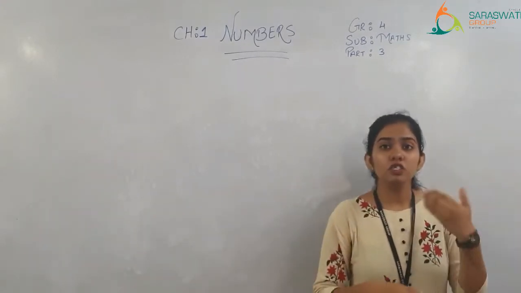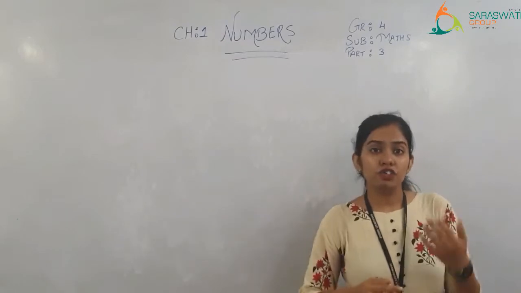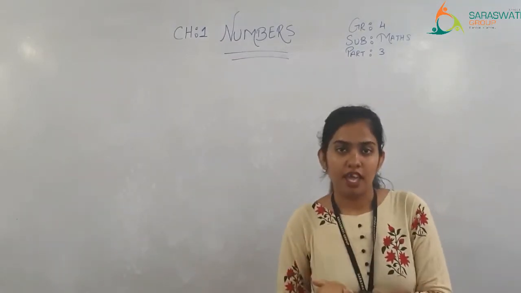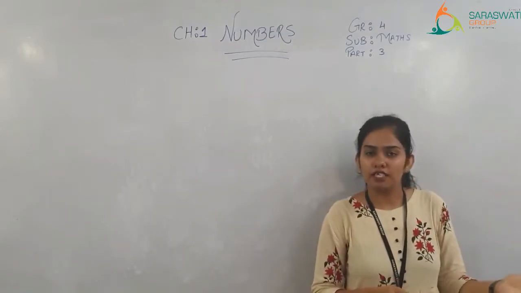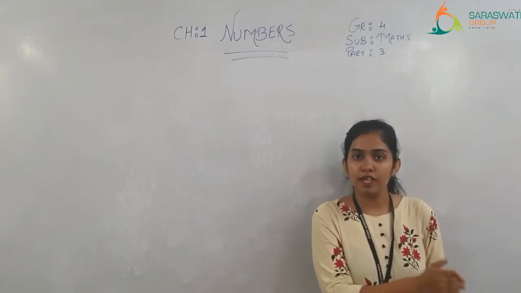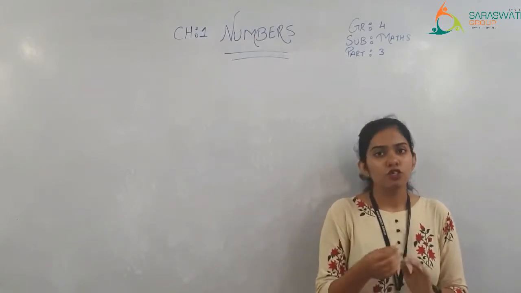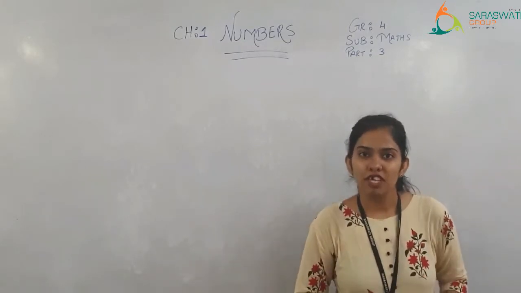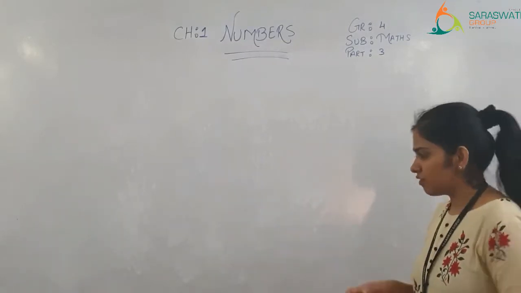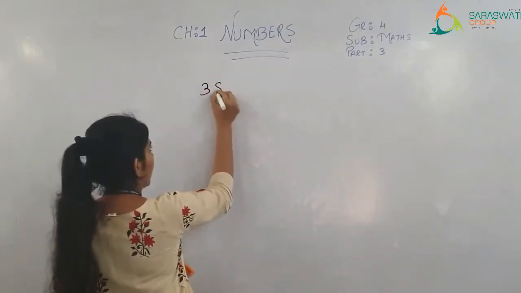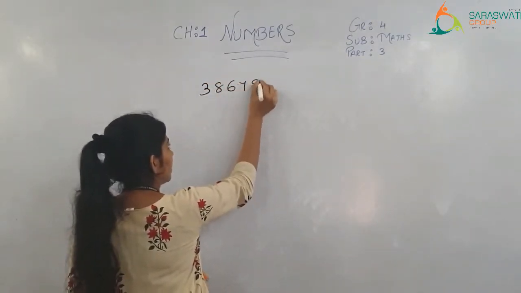Then we have also learned how to read and write 5 and 6-digit numbers and where to place the commas. And the third thing which we have learned is the place value and the face value. So let's have a recap of the place value and the face value. So students, if I am taking the example 3, 8, 6, 7, 9.